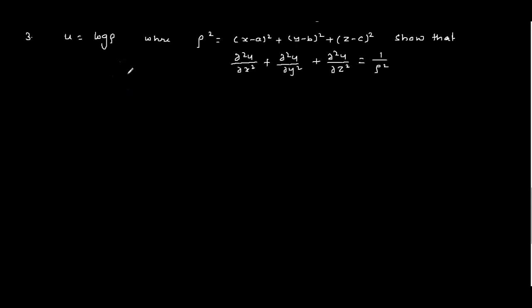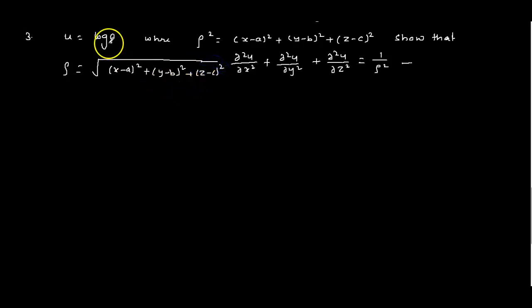So this one is given: u is equal to log of rho, where rho square is equal to this one, and we have to prove that del square u by del x square is equal to 1 by rho square. Since rho square is given, we can find the root, the rho value. This rho value is the square root of x minus a whole square plus y minus b whole square plus z minus c whole square.